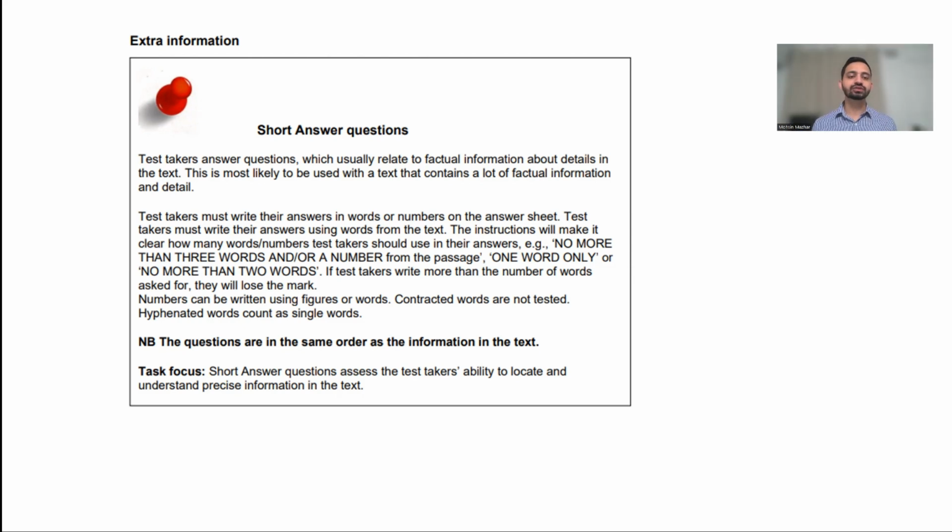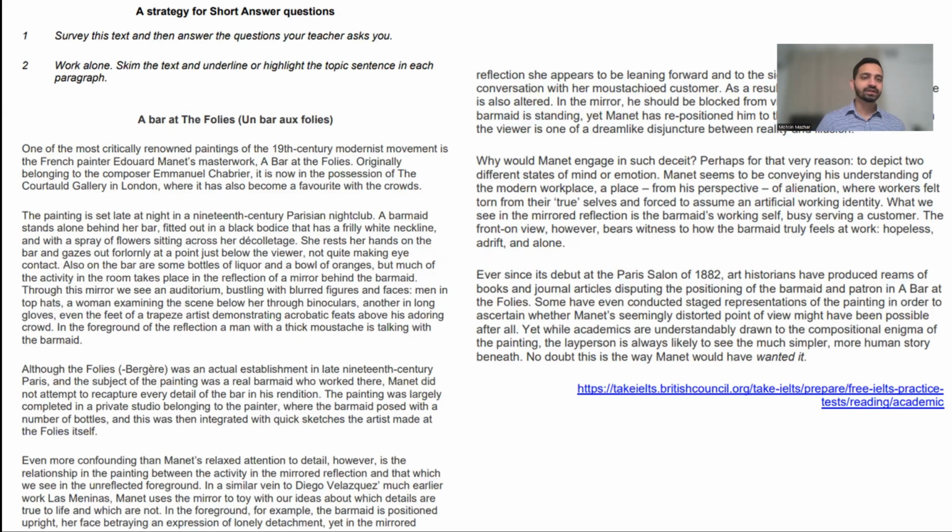All right, please note that the questions are in the same order as the information in the text. So that's very, very helpful. All right, so your question number 1 will be in your first paragraph, and it will flow in the order. That's great news here. Short answer questions assess the test taker's ability to locate and understand precise information in the text. Okay. All right. So I will start with the first text for you.